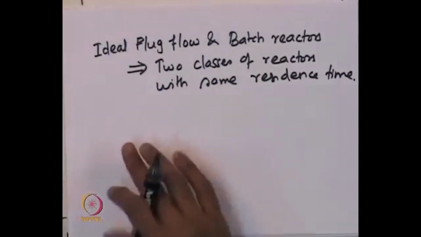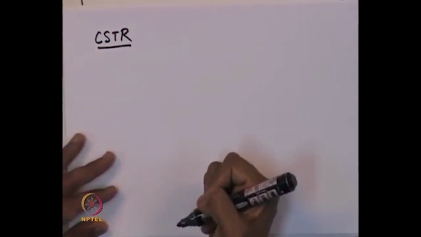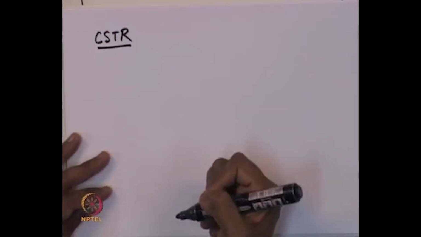So, what happens in a CSTR? CSTR is something that has been commonly studied in this course, in the first course on reaction engineering. How can we describe the nature of the residence time distribution in a CSTR? Suppose we take a tank and we feed a certain species into the tank, which is undergoing a reaction. Suppose we take the feed at a particular time.